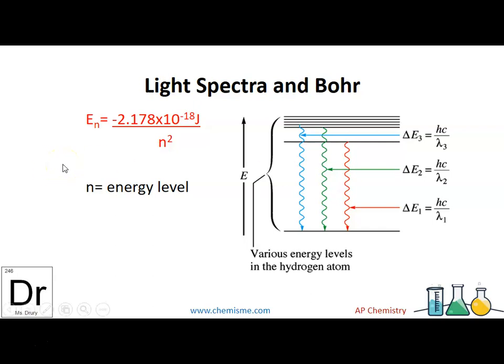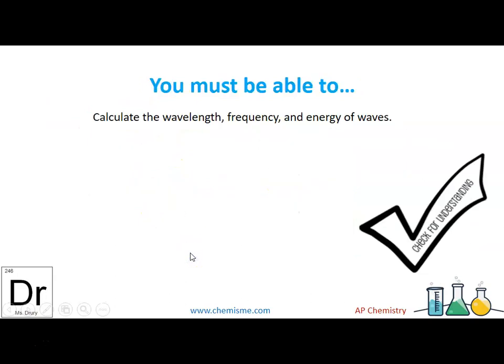This formula is also not in the reference table because it will not be tested, but we're going to be using this formula to calculate the energy level in our lab. So I just wanted to show you what it looks like. Another constant divided by what level it's in. So if it's in level 1, it will be divided by level 1. 1 squared is 1, so it is that number. But if it's in level 2, it will divide by level 2 squared, which is 4, and it will get even smaller. At this point, you should be able to calculate the wavelength, frequency, and energy of waves.